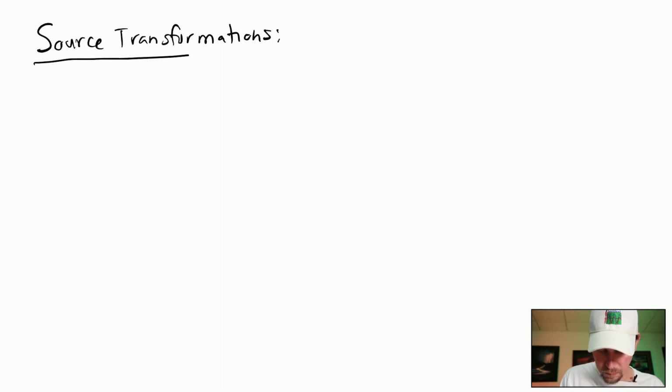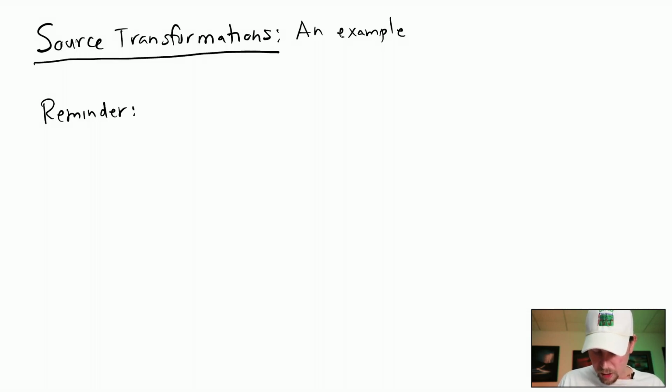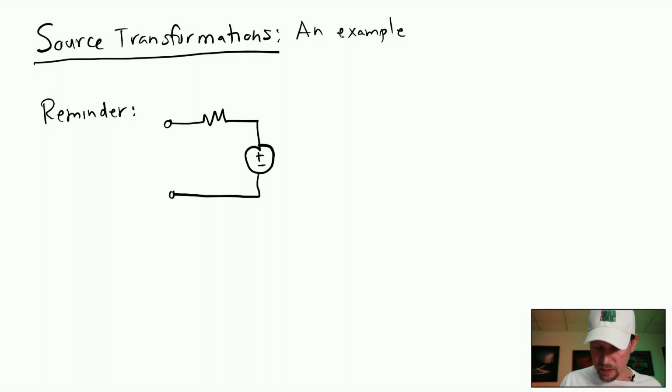So this is on source transformations. And this is an example. Now, just a quick reminder of what a source transformation is. So suppose that you happen to have a voltage source that happens to be in series with a resistor R here. So let's call this Vs, I'll call this Rs, and let's say that this is the point A and B.